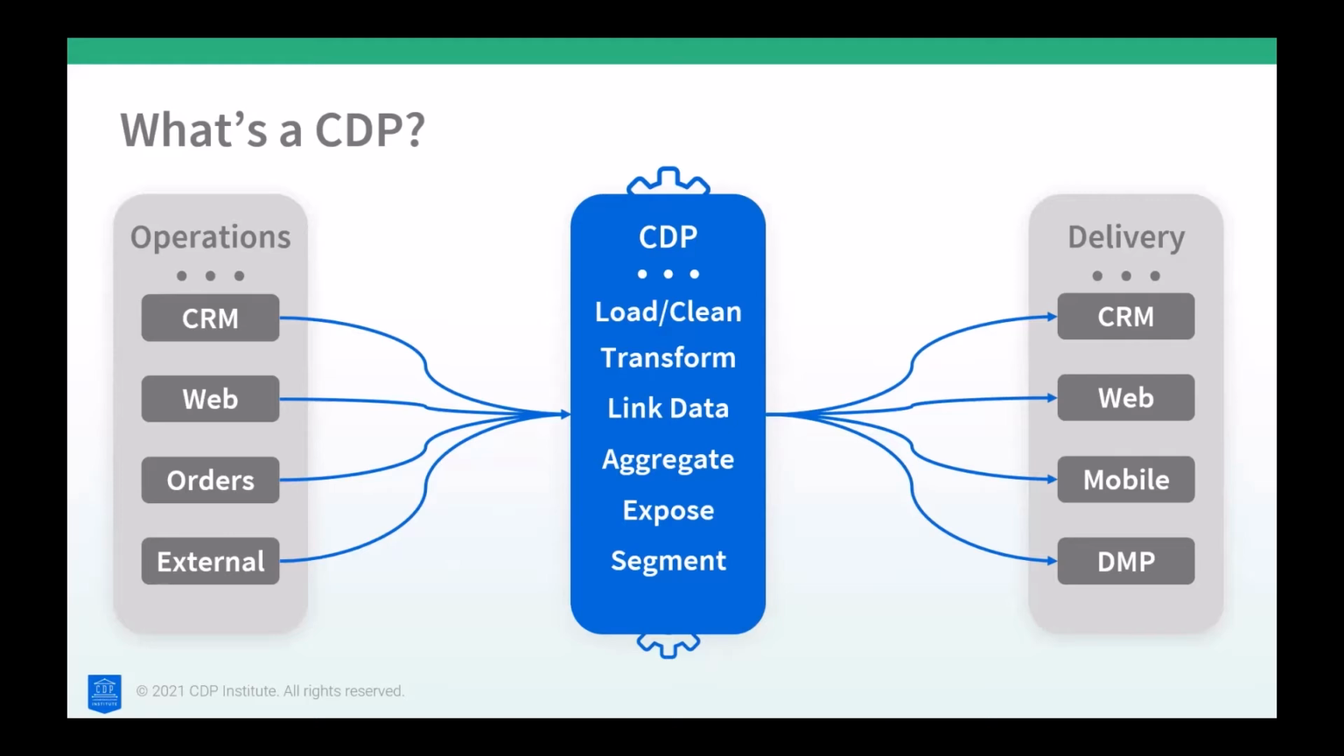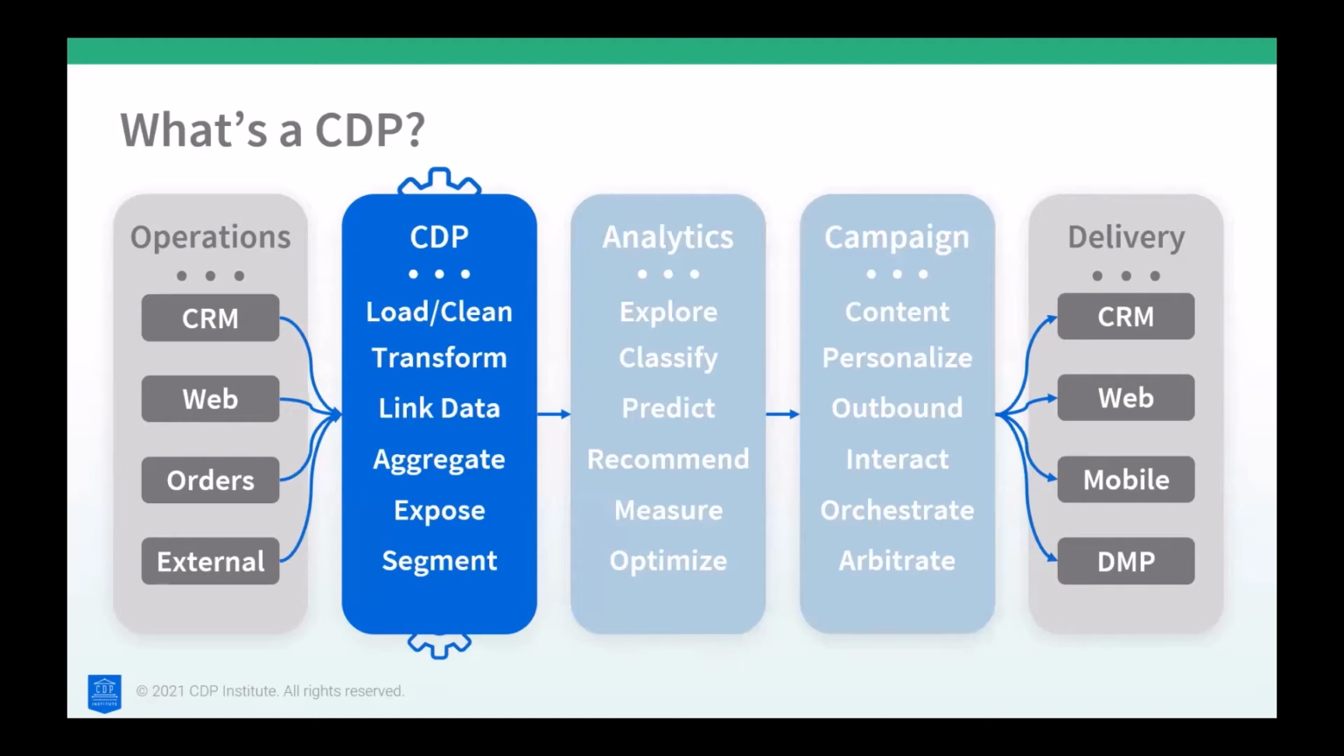Now, reality, of course, isn't quite so simple because there are other things that happen between the time you get that data loaded into the CDP and the time that you actually use it in your delivery systems. You're going to do some analytics. You're probably going to do a lot of analytics, exploring it and classifying it and building predictive models and so on. And then you're going to do campaigns or message selection where you're going to pick some content. You're going to do some personalization. You might do outbound campaigns like email and advertising. You might do real-time interactive campaigns like web or on your call center. And you might arbitrate across different campaigns. You might orchestrate across different channels. There's a lot of activity that happens before you actually decide what message to send.